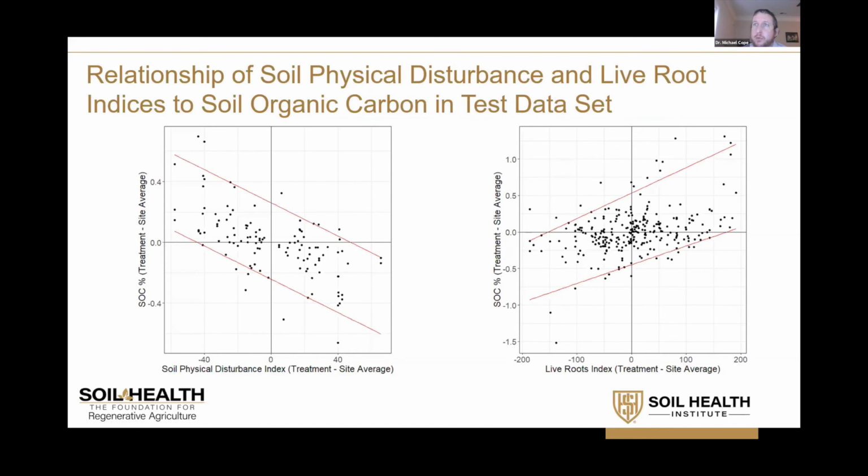Higher soil physical disturbance index is associated with lower organic carbon. And over on the right, the more time with live roots in the ground, we see a trend towards higher organic carbon. So we could sit here and talk about these for a while, but this is still fairly raw. There are other components of these systems, such as trials of fertility rates and types, that I'm not attempting to account for here.